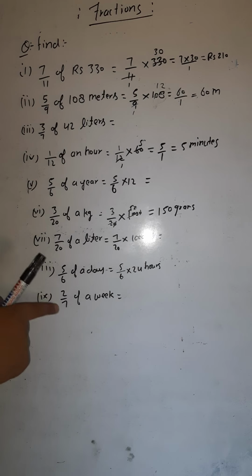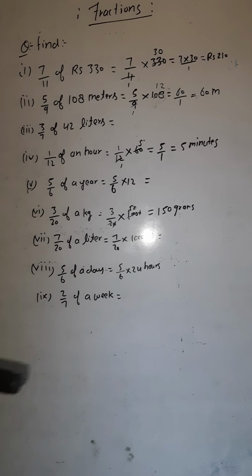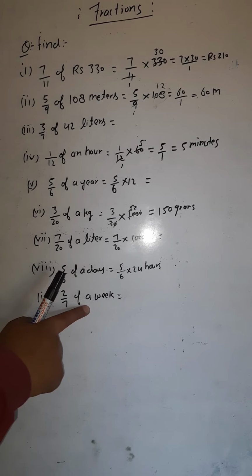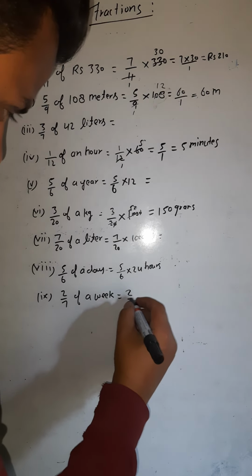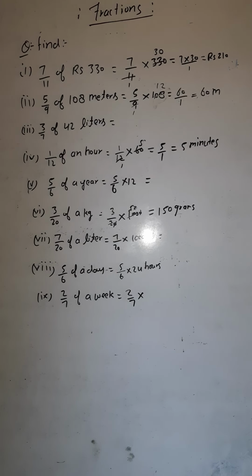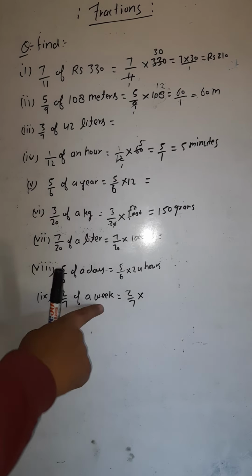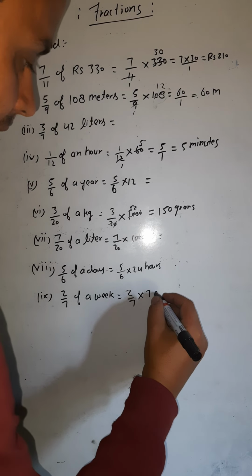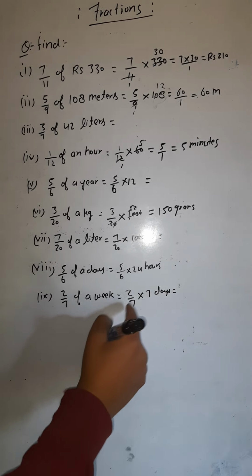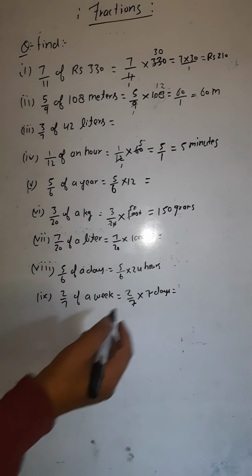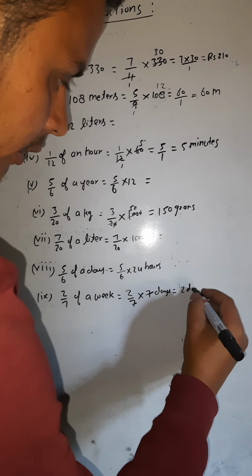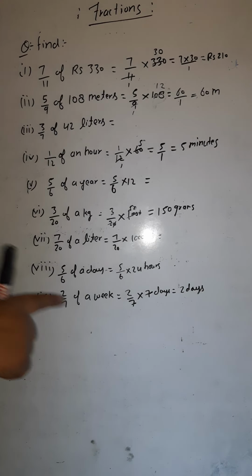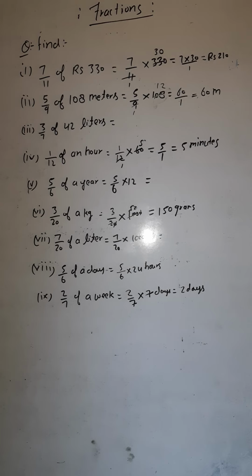Similarly, this question: 2 by 7 of a week. In 1 week, how many days are there? There are 7 days in a week. 7 days make a week. So you would write it like this: 2 by 7 multiply a week, means 7 days. So just cut it, 7 and 7 you can cut. So the answer is only 2, so the answer would be 2 days. So 2 by 7 of a week is equal to 2 days.